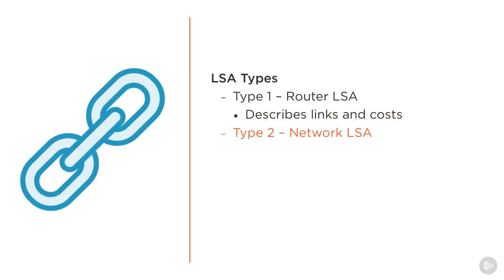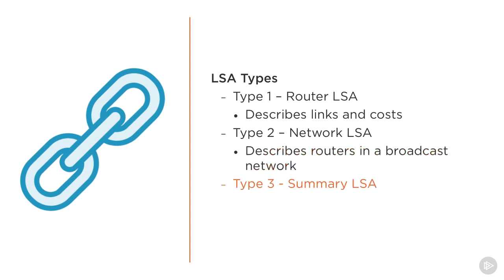Type 2 LSAs, network LSAs, these are used by OSPF routers in a broadcast network. We just took a look at how OSPF behaves in a broadcast network. In order to select the designated router and backup designated router, we're going to use Type 2 LSAs to propagate that information to all the routers in our broadcast network.